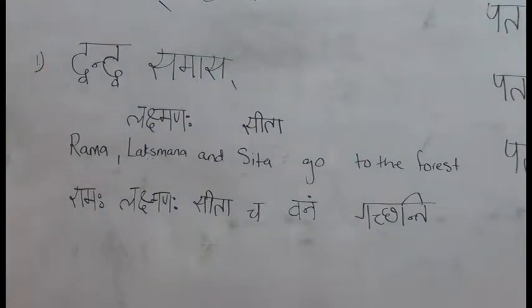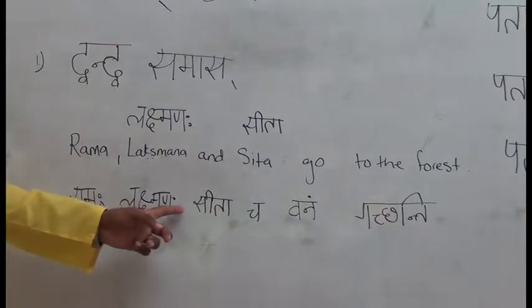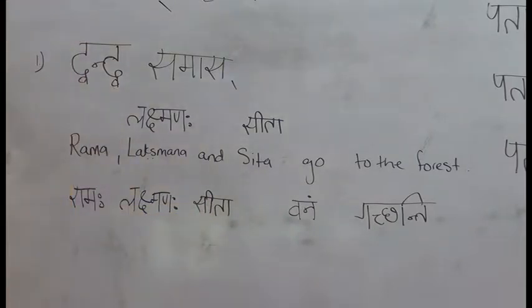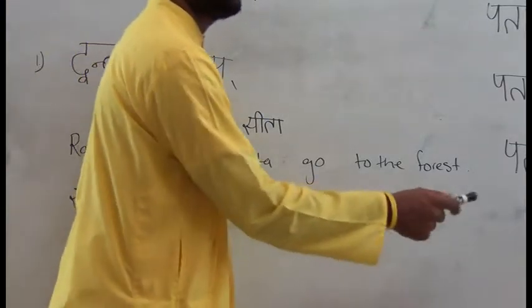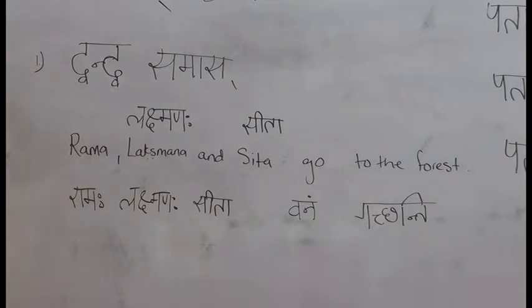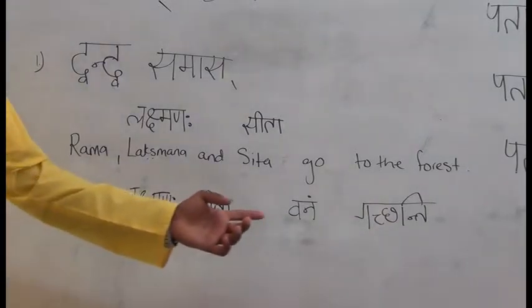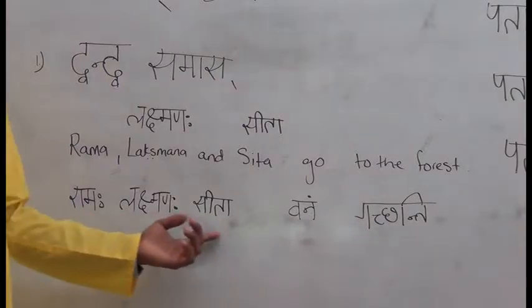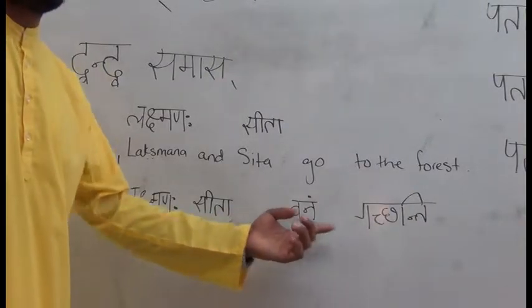Dvandva samas. The wonderful thing about Sanskrit is that cha could come here, could come here, could come here. If you open up the sentence in English, you can't have Ram, Lakshman, Sita and the forest go. Where are they going?